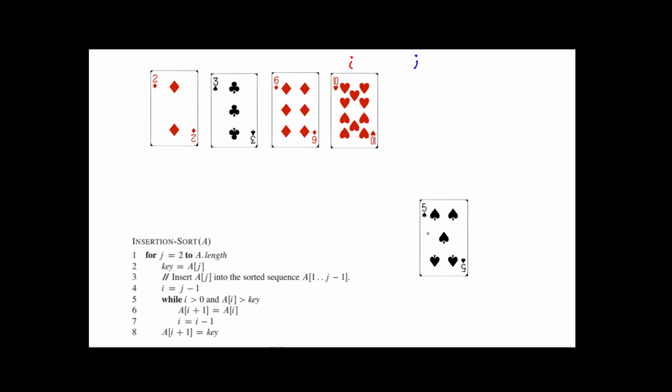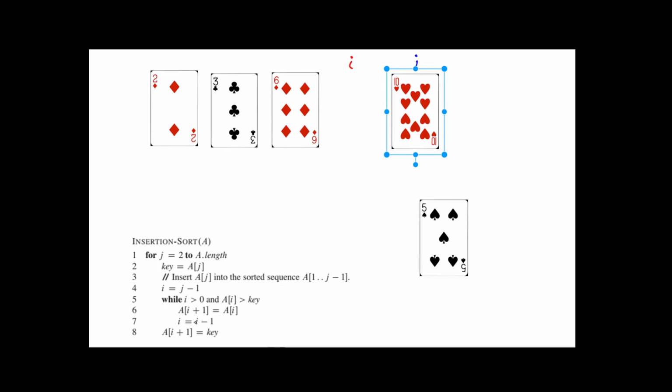Key is 5, it's more than key, so we should enter the while loop. A[i+1] should be A[i], so we copy it in here and we decrement i by 1. So i goes to the left-hand side, which shows the third element. Now again we check the condition for the while loop.